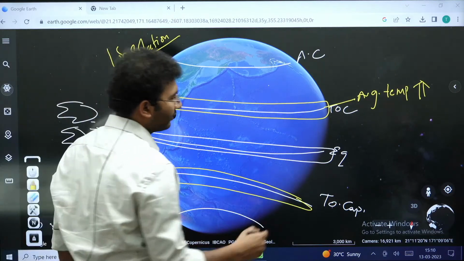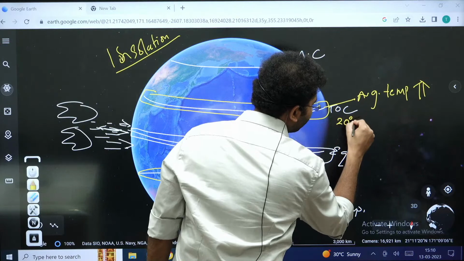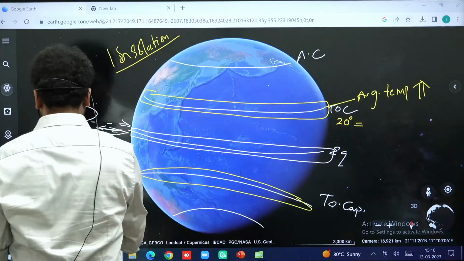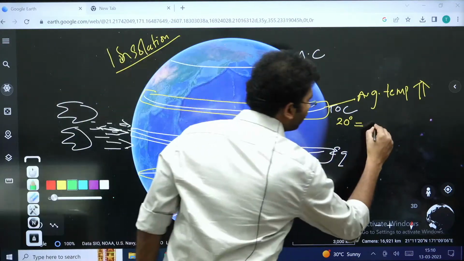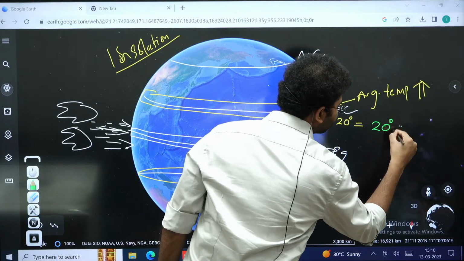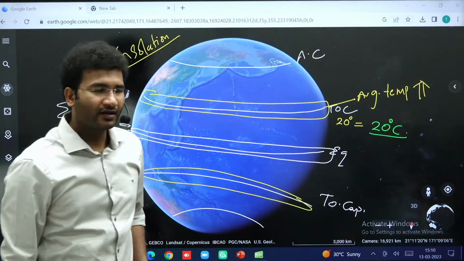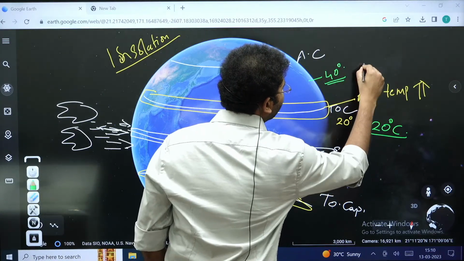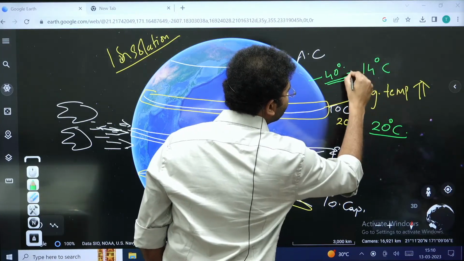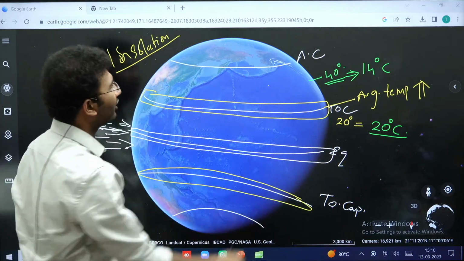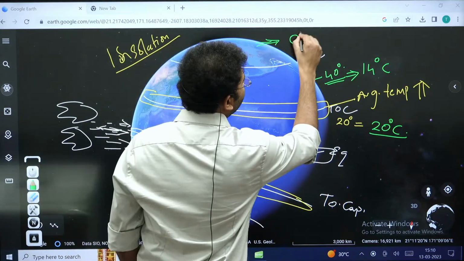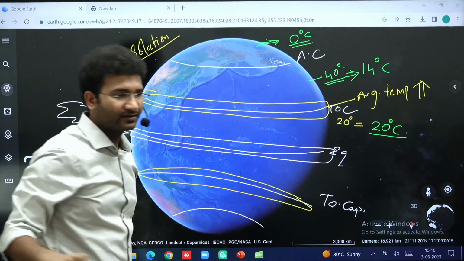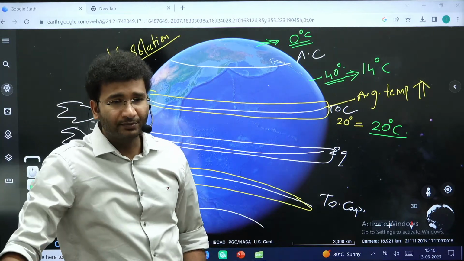Now see, if you look into the temperature profile, your NCERT says that on an average at 20 degrees latitude, if you take this as your 20 degrees latitude, the temperature of the ocean is somewhere around 20 degrees Celsius, right? Now go to 40 degrees. Here at 40 degrees latitude, your temperature will be 14 degrees Celsius. But go to the polar region, on an average, the temperature here is 0 degrees Celsius. Look at the drastic change in the temperature.